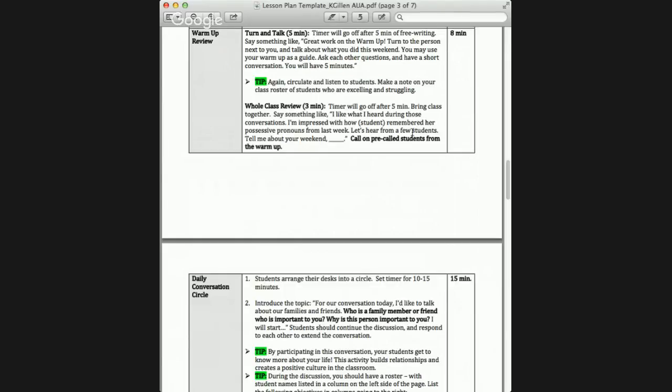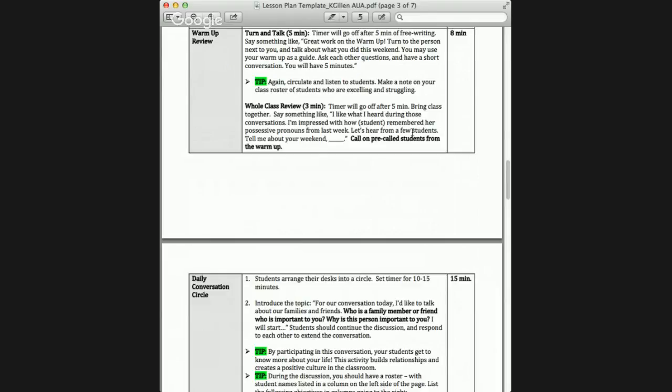You'll set the timer again for 5 minutes. As the students are talking to each other and sharing what they wrote, you will circulate and listen to the conversations. After the 5 minutes, you'll ask specific students who did a great job to share a few of their sentences. This is when you'll call on those students from the warm-up that you pre-called.